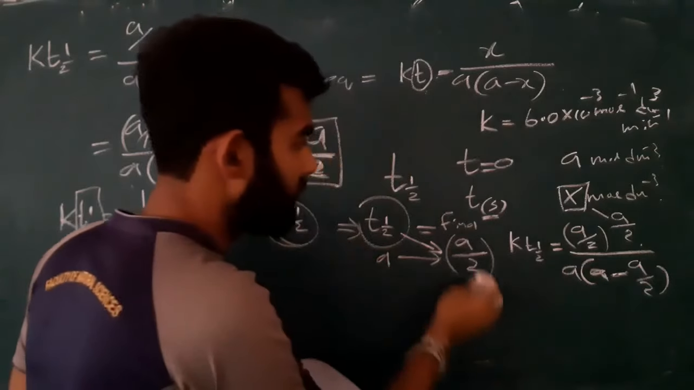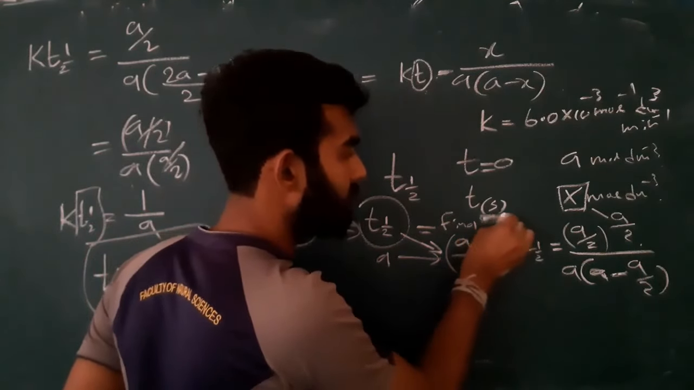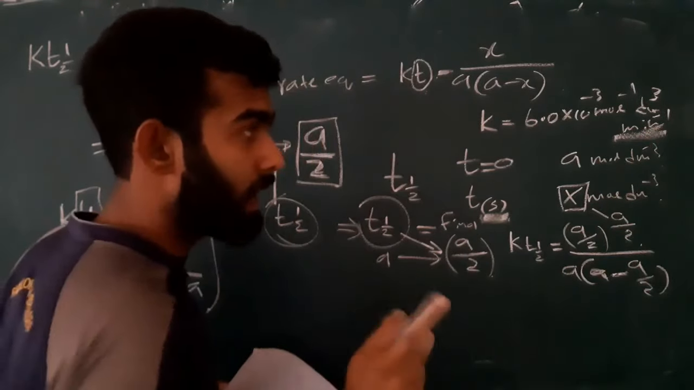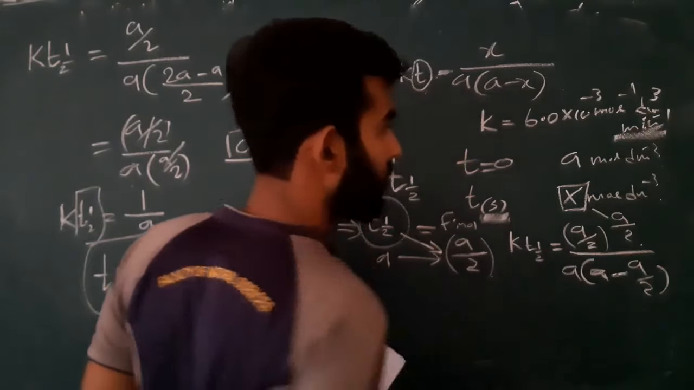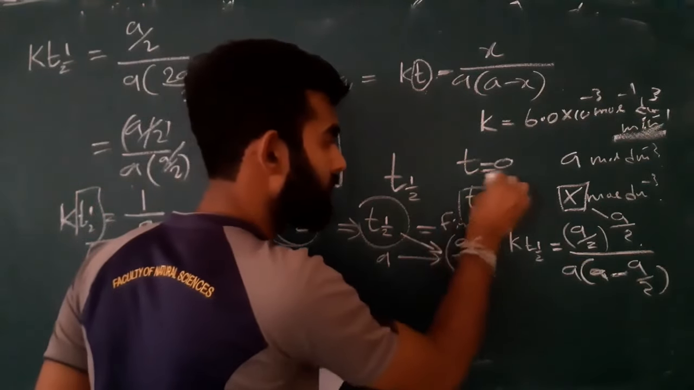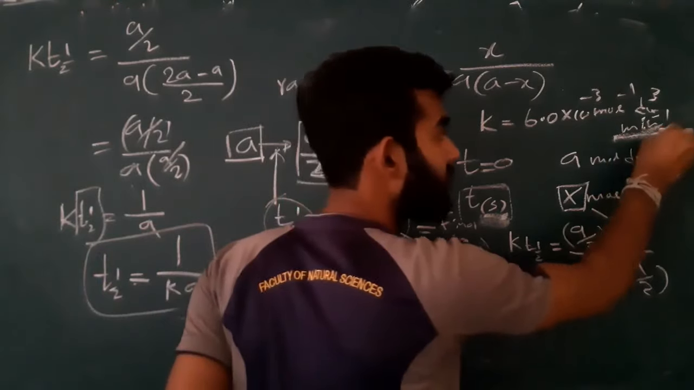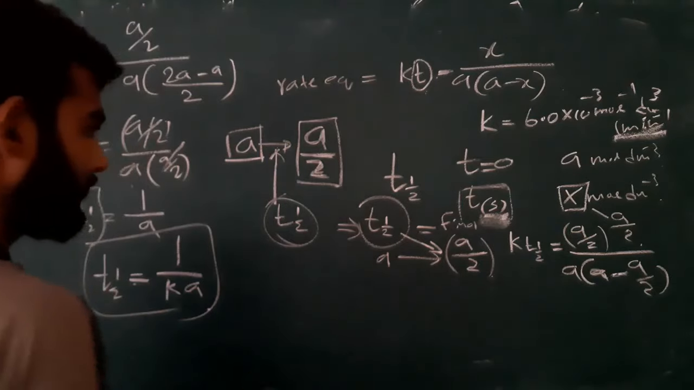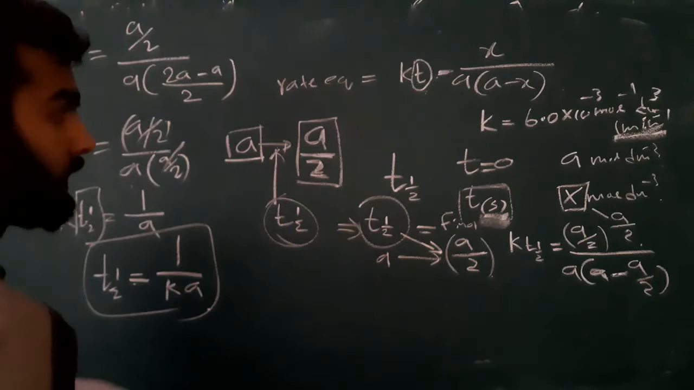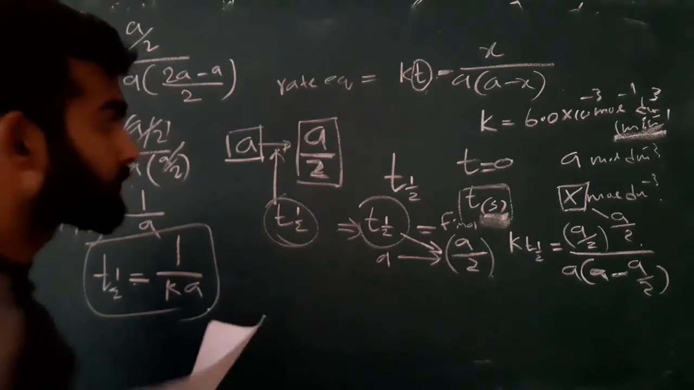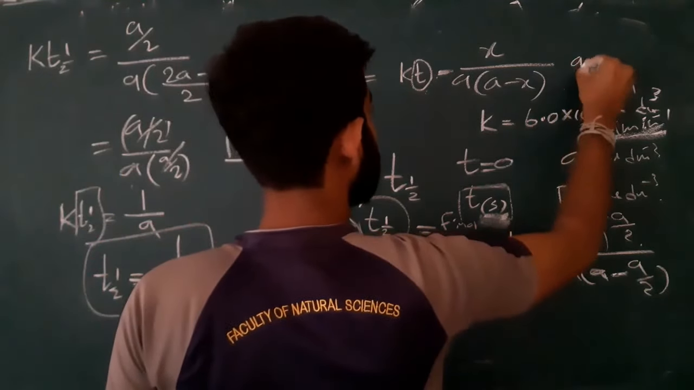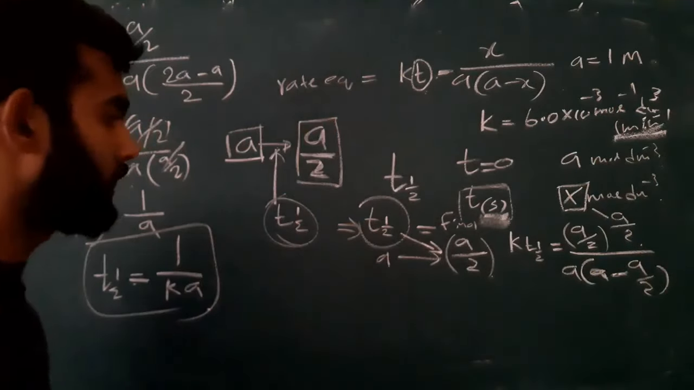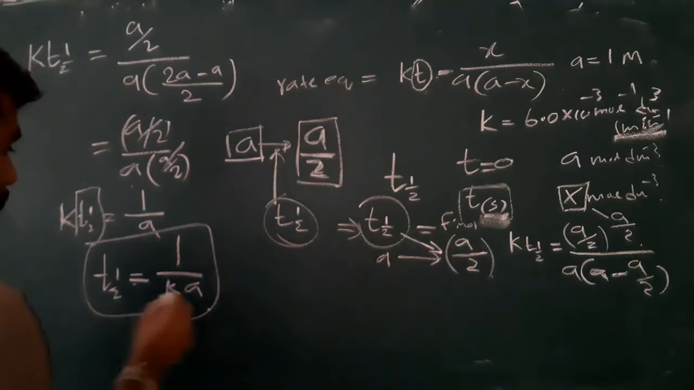Why? Here in the question they mention time in seconds. However, the rate constant is in minutes. We have to take care about that unit conversion also. So they ask for the time in seconds, but the rate constant is given in minutes. Keep that in your mind. However, let's calculate t half, and the initial concentration they have given, A, is 1 molar. Now let's substitute into this equation.